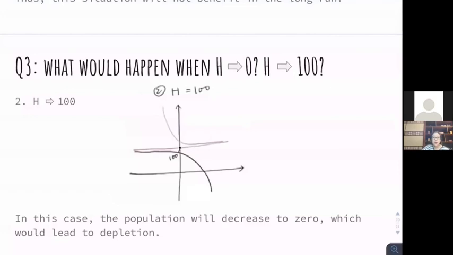What would happen when h is close to 100? This small graph is what we saw on the previous pages from the slope field. We see this dot is actually 100. When the initial value of the population is larger than 100, the population would remain at 100 in the long run. But if the number is smaller than 100, it would always drop to 0, which could lead to depletion.